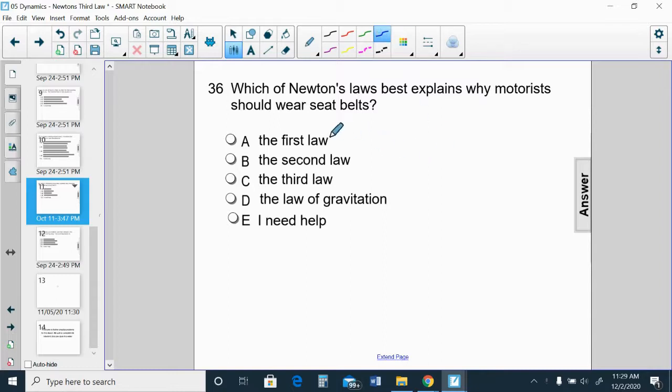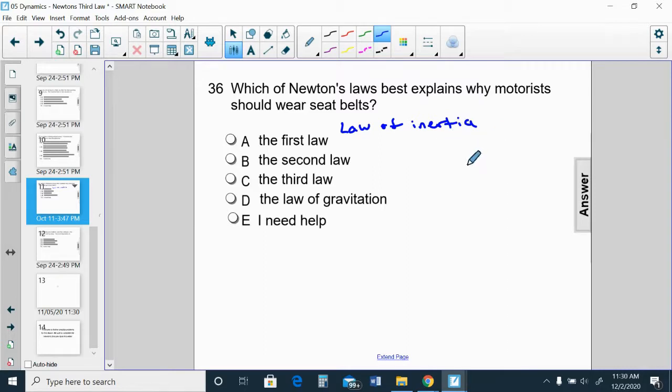So remember, this one is also called the law of inertia. And inertia, recall, is a measure of an object's resistance to motion. So going back to how an object in motion remains in motion, an object at rest remains at rest unless acted upon by a net force.